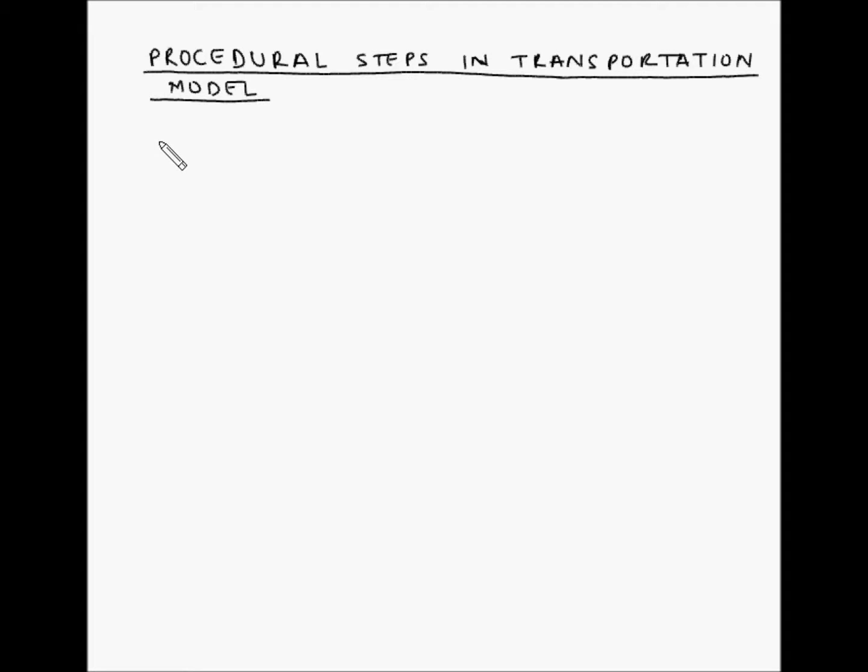In this video, we look at the procedural steps in transportation model. So we'll just briefly touch upon all the steps in solving a transportation problem, and each of these steps is explained in detail in the other videos. So step number one is formulation of a transportation table.